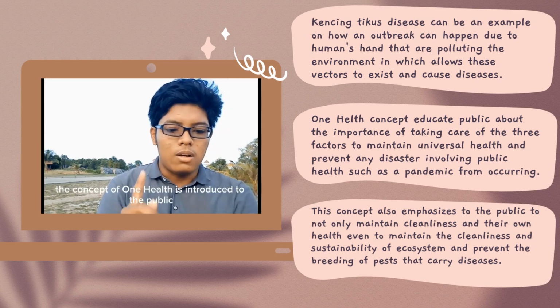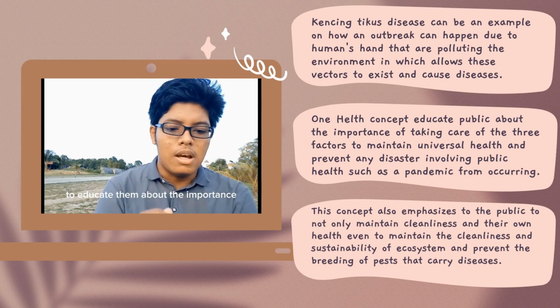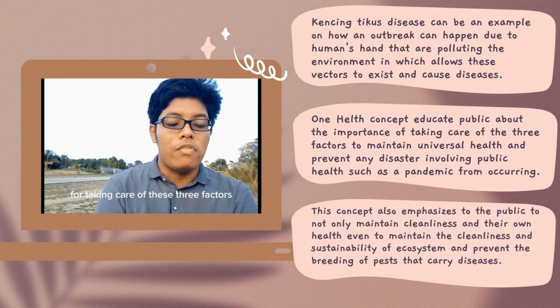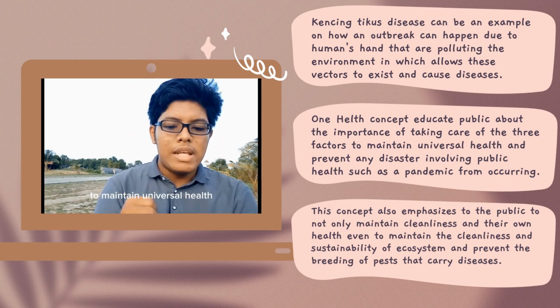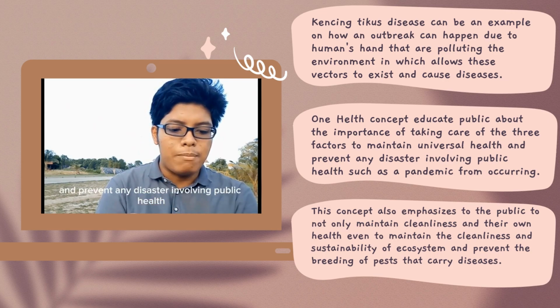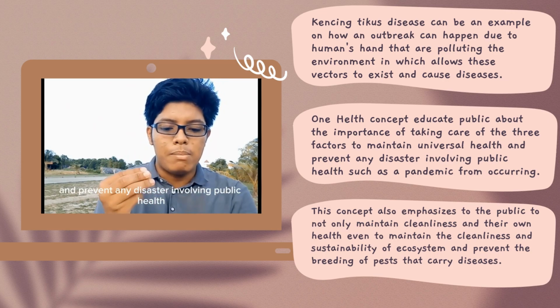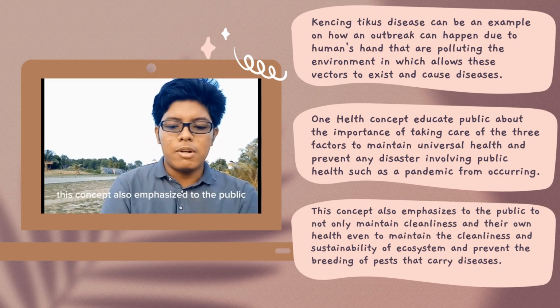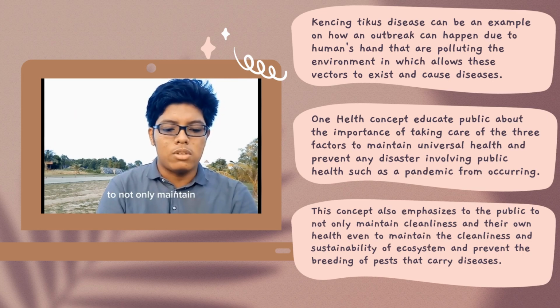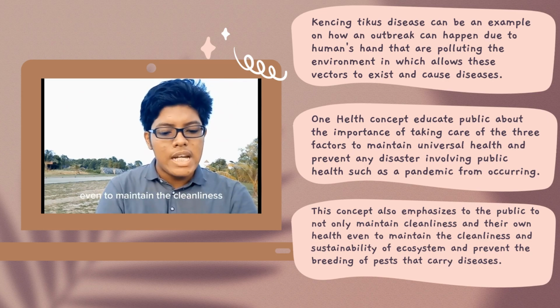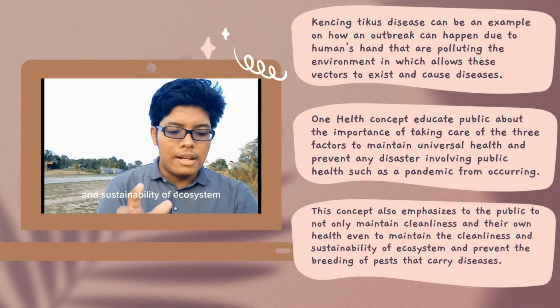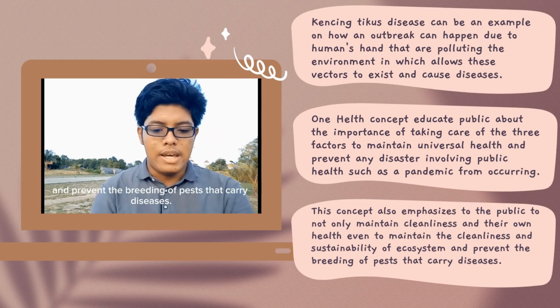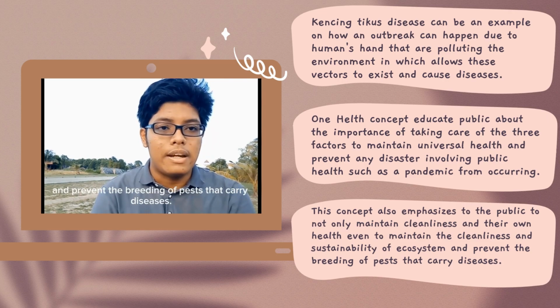Therefore, the concept of One Health is introduced to the public to educate them about the importance of taking care of these three factors to maintain universal health and prevent any disaster involving public health, such as a pandemic, from occurring. This concept also emphasizes to the public to not only maintain their cleanliness and their own health, but also to maintain the cleanliness and sustainability of the ecosystem and prevent the breeding of pests that carry diseases.